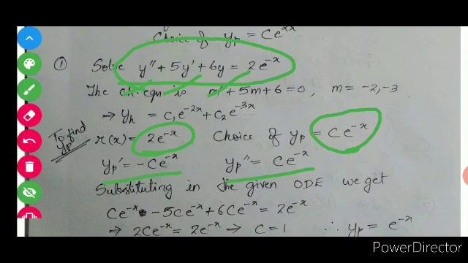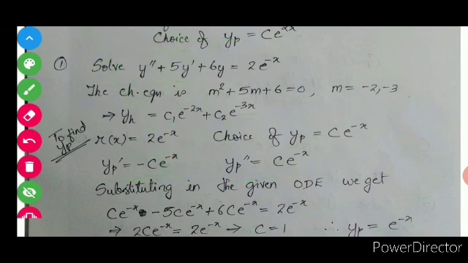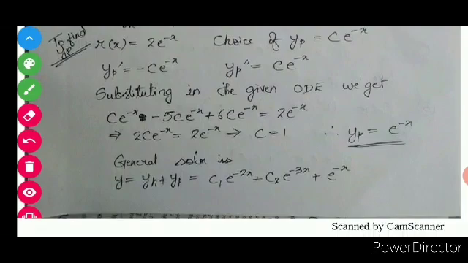Now substitute those in the given equation. When I substitute, we are getting it like this: c e raised to minus x minus 5 into minus c e raised to minus x plus 6 c e raised to minus x equal to 2 e raised to minus x. The actual equation was y double dash minus 5 into y dash plus 6y equal to 2 e raised to minus x. So we have substituted those corresponding values there.